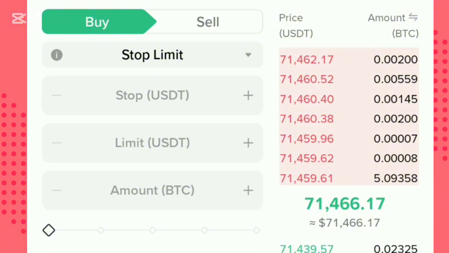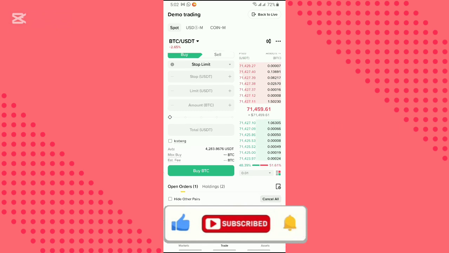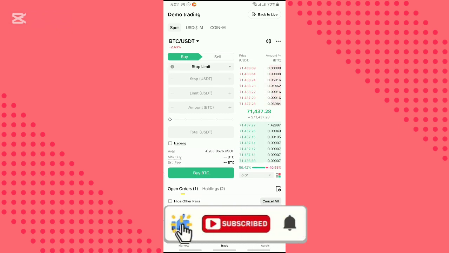Here's how they work. Stop price: this is the price that triggers the order. Limit price: this is the actual price your order will be placed at after the stop price is reached.